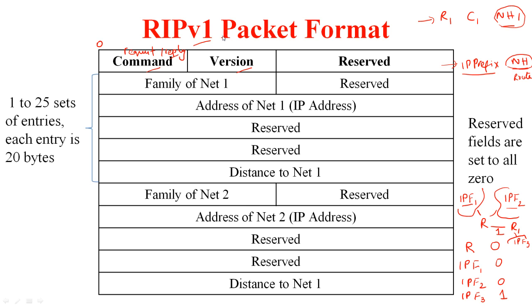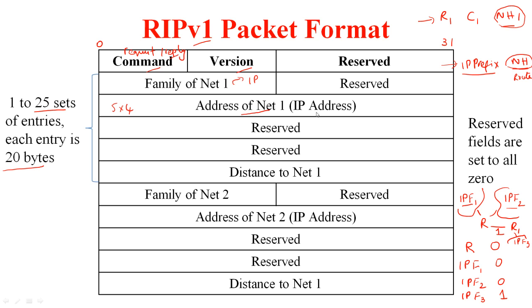Now following these first 4 bytes, so this is 0 to 31 like before, are a set of entries, and you can have up to 25 sets of such entries. Each entry itself is 20 bytes long, so this is 5 into 4 bytes. The first field within this entry is the family of the network. This is used to indicate which protocol you are following. Since we are following IP, this is set equal to a value that corresponds to the IP protocol. So this shows that RIP can potentially be used over other network layer protocols also, not necessarily IP.